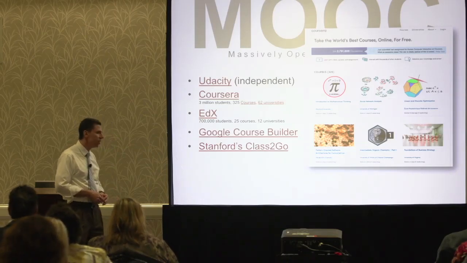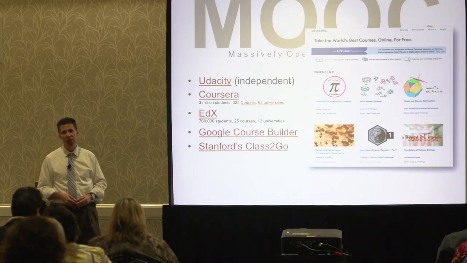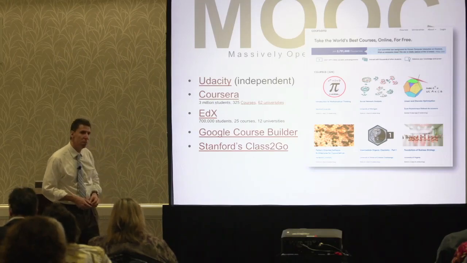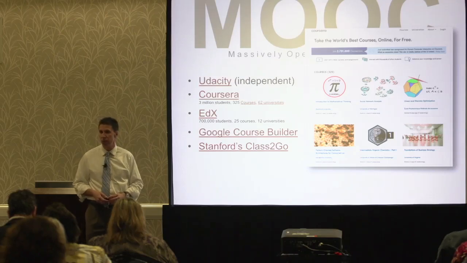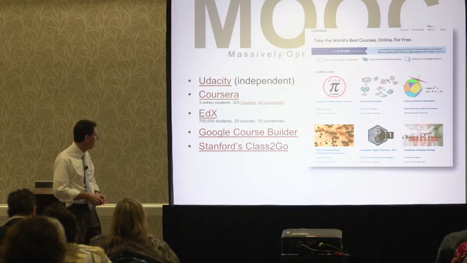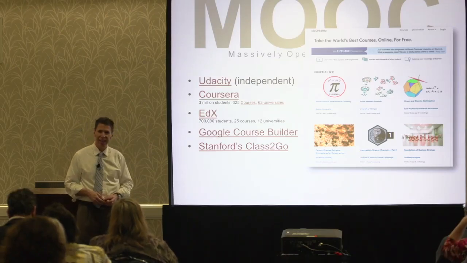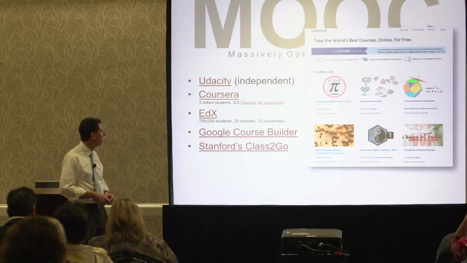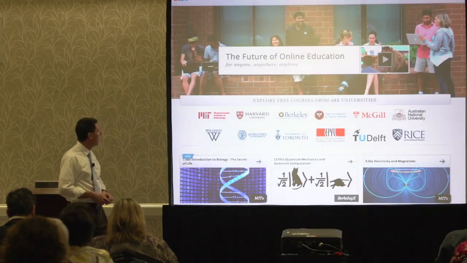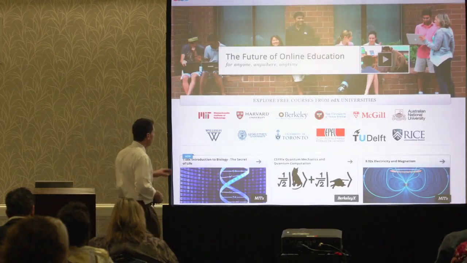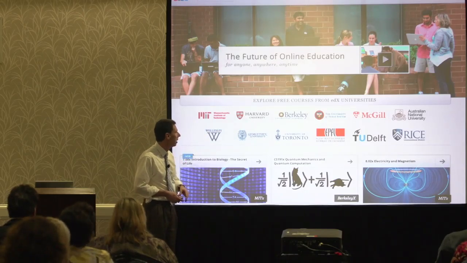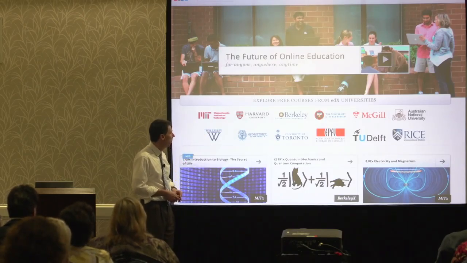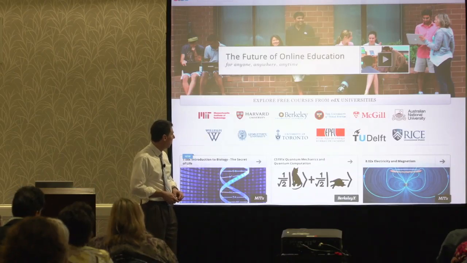And then we have other tools that you can use to build MOOCs, like Google's Course Builder. You can go there and sign up and create your own MOOC right now. It's free. They have tutorials there. And Stanford's got something called Class2Go that it's offering as well. This is edX. This is just a few of their 62 universities here: Harvard, Berkeley, University of Texas, Rice University, University of Toronto, all different types of universities.